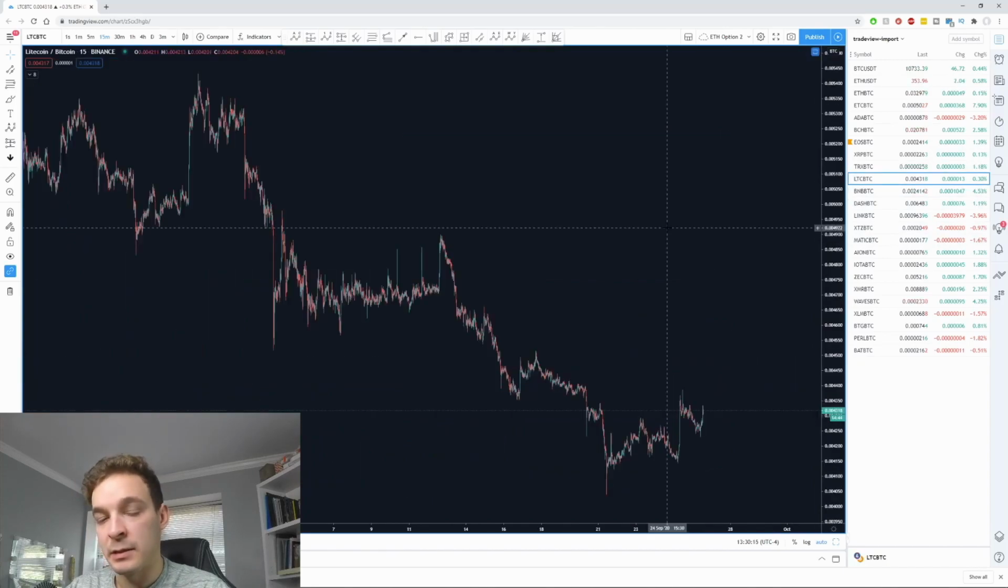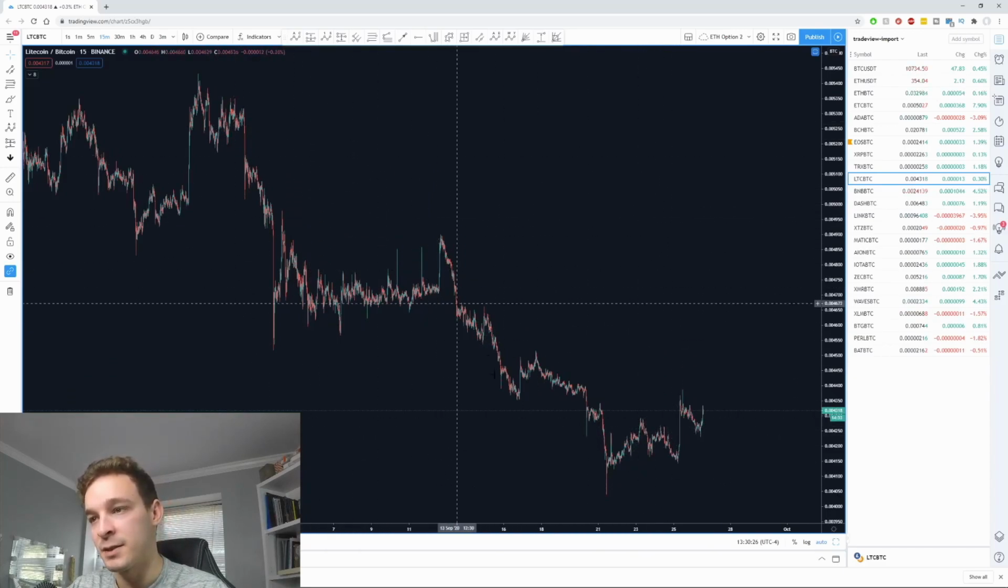Next up on my list is Litecoin to Bitcoin. And as I said, I don't really trade these major pairs unless there's something really, really obvious. I might take a trade with them. Just by looking at this first glance, this is not really obvious. It's downtrending. We've had a little spike up here, some spike action all through here. I'm going to move on to the next one quickly here.